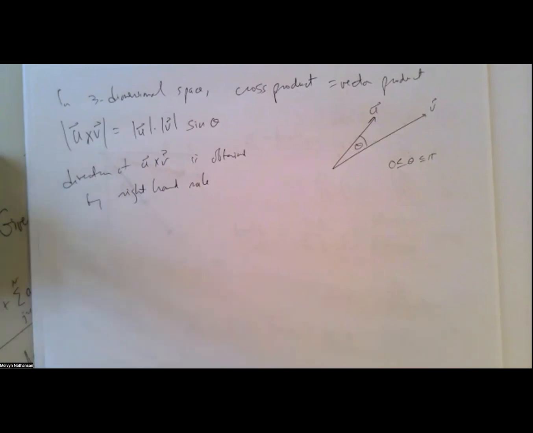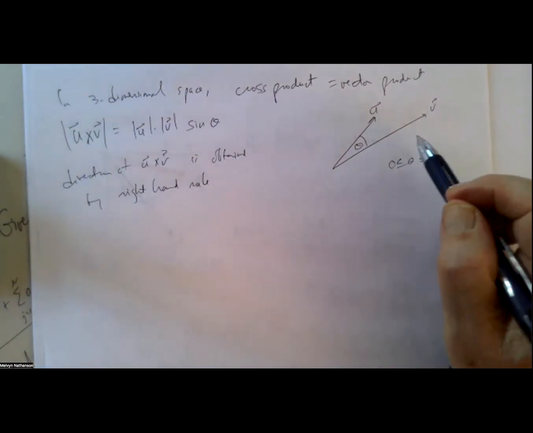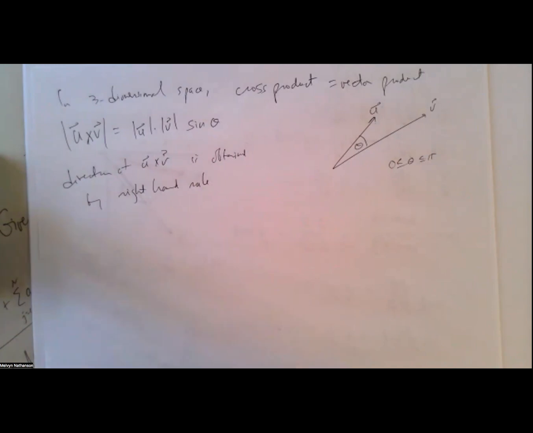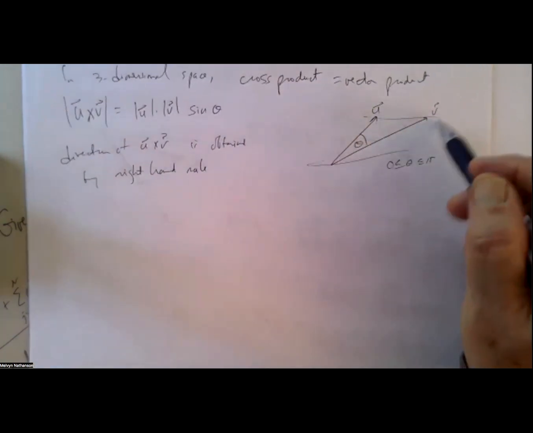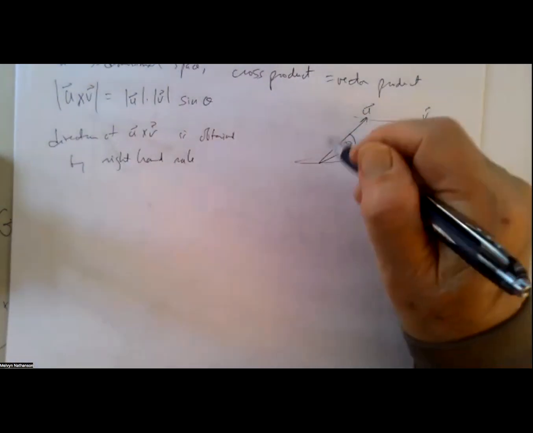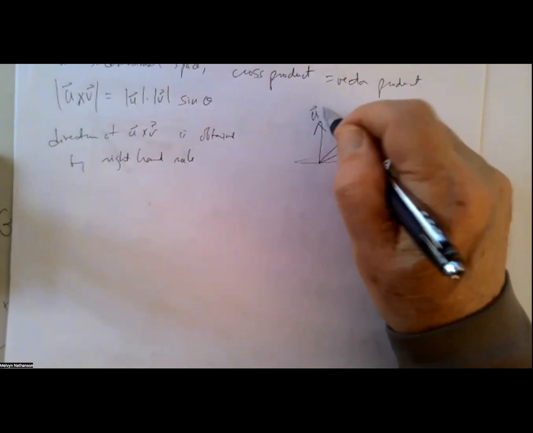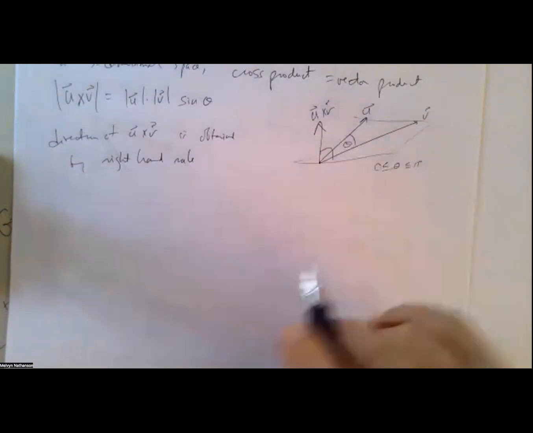The cross product is a vector perpendicular to u and v. So if you look at the plane that these two vectors form, the cross product is going to be perpendicular to that. It means perpendicular to both of these vectors. And the important way to calculate this is as follows.